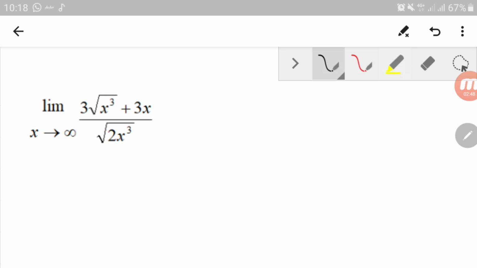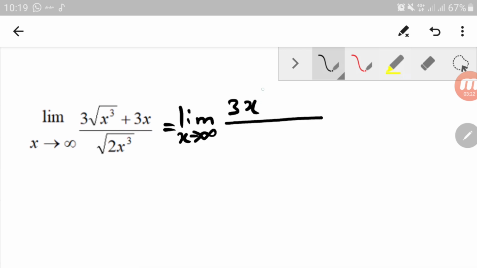What do we have here? We have the limit of 3 times the square root of x cubed plus 3x over the square root of 2x cubed as x approaches infinity. For this one, maybe we can simplify it a little. We change the form, we change the roots into powers. So x to the power of 3 over 2 plus 3x, take x to the power of 1. This one is the square root of 2 times x to the power of 3 over 2.